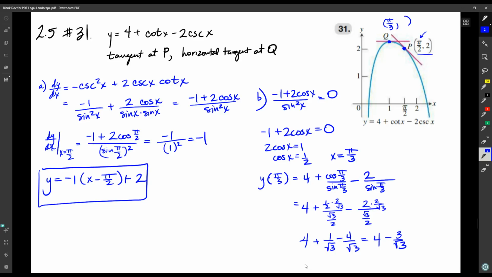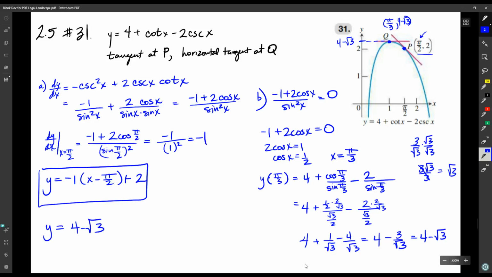3 over root 3, I imagine, can be simplified. If we rationalize, multiply by root 3 on top and bottom, this becomes 3 root 3 over 3, which is just root 3. So we have 4 minus the square root of 3 as the y value. So that means, since this is a horizontal line and the slope is 0, the y value is 4 minus the square root of 3, and the equation of that line is y equals 4 minus the square root of 3. And that's everything on number 31.